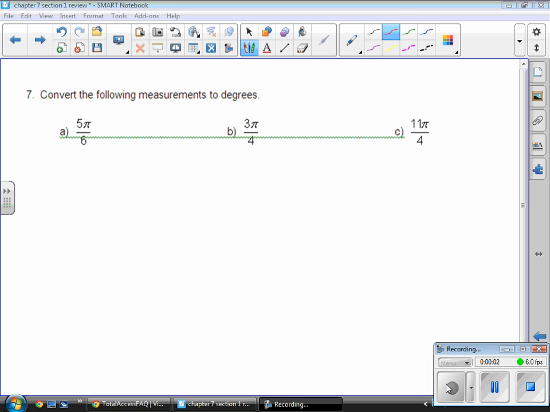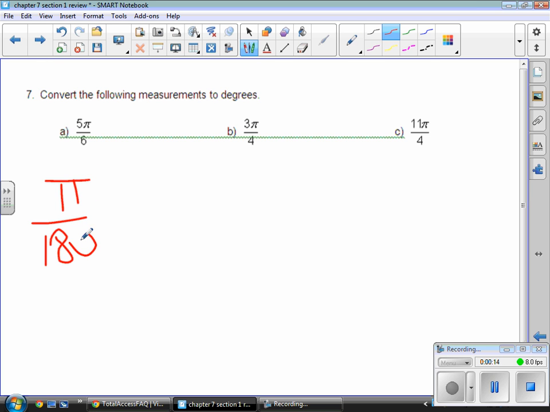This is the 7th problem on the quiz review. It's converting from radians to degrees this time. The previous question was the other way around, so I'm still going to do the same proportion. I'm going to do pi over 180 equals the radian measurement.